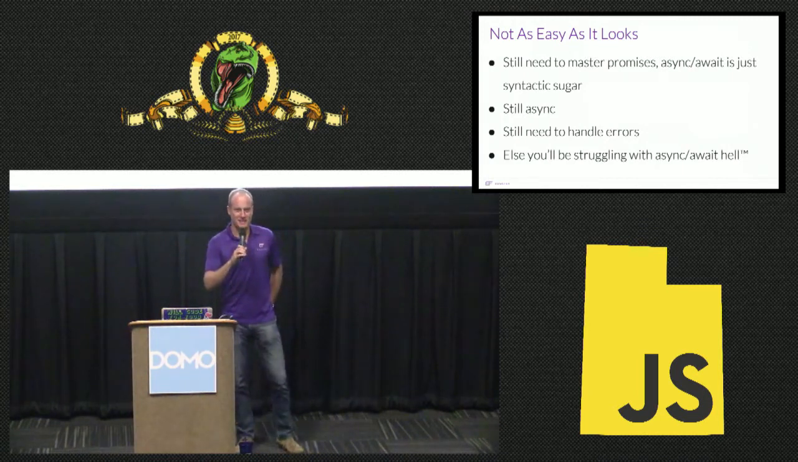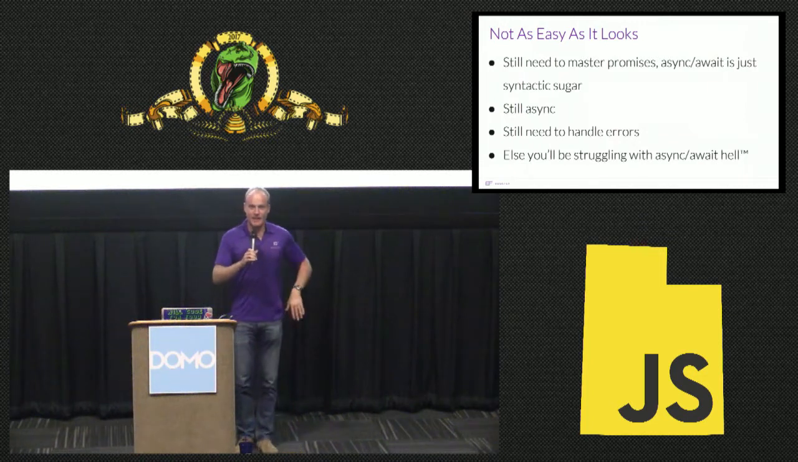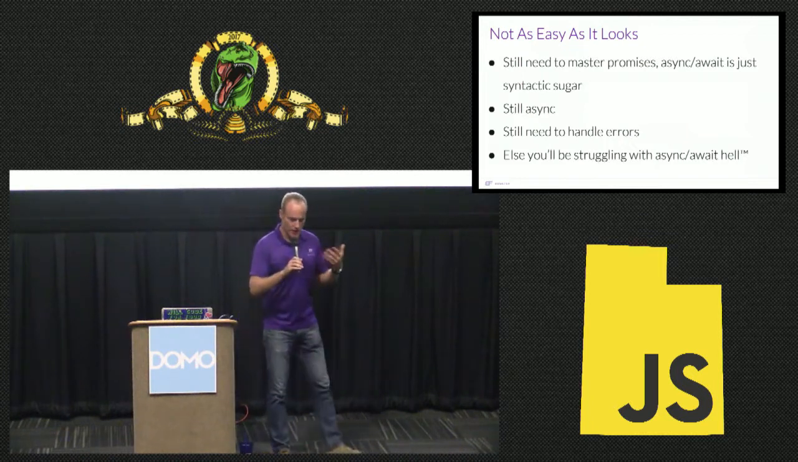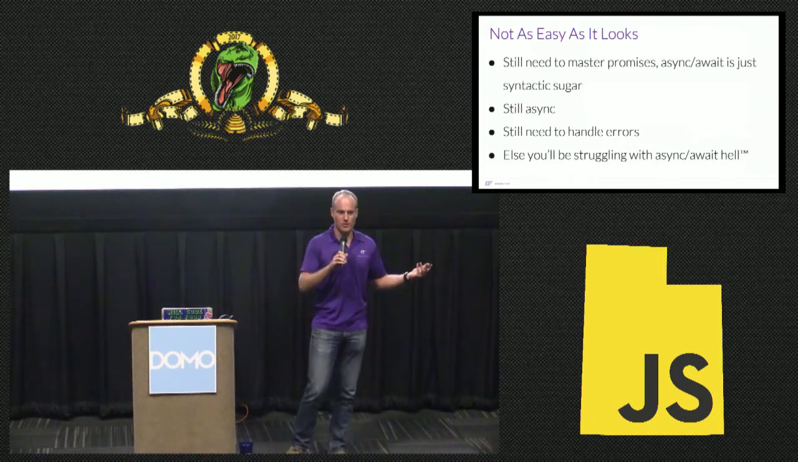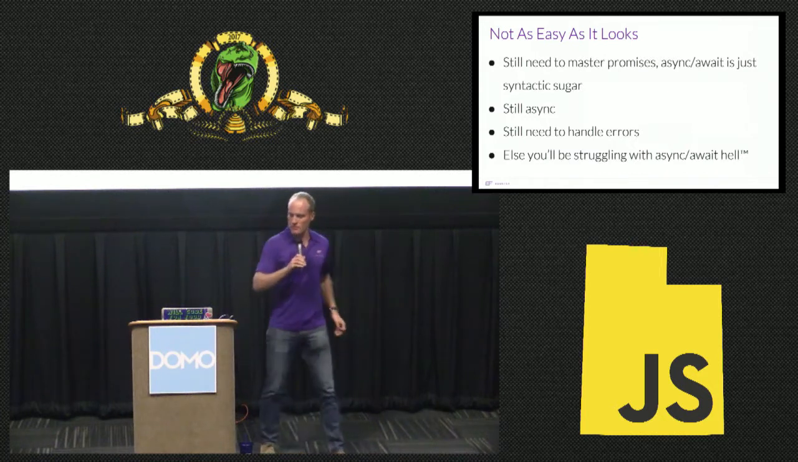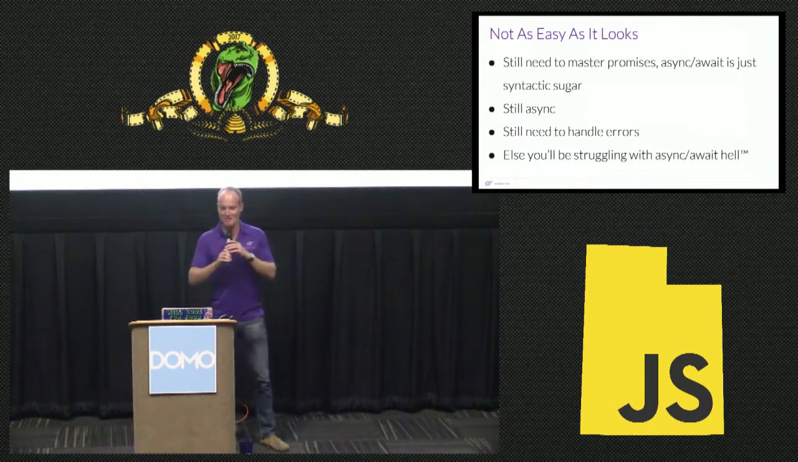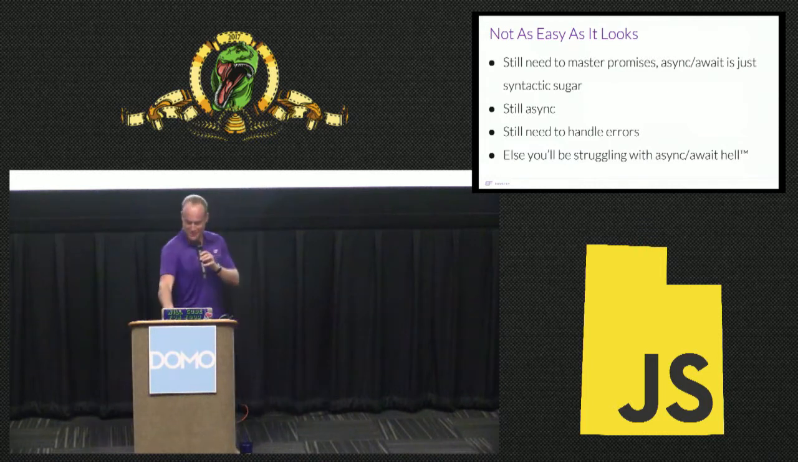And finally, you still need to handle errors. Async await makes it a lot easier to handle errors, and I'll show you a little bit about how it makes error handling much cleaner than it would be in a language like Go or Java. But you still need to be aware of all these things, otherwise you'll be struggling with something that I need to register a trademark for before people start blogging about it: async await hell. It's going to start happening.